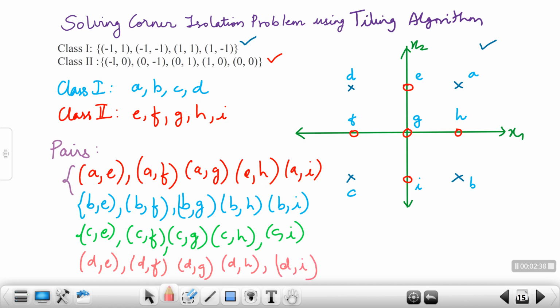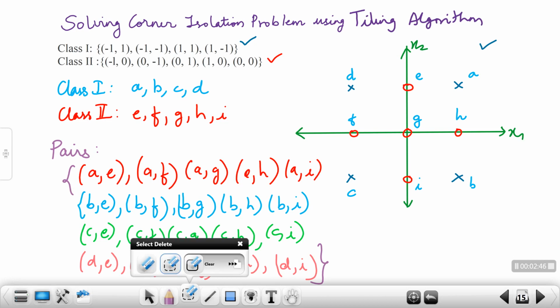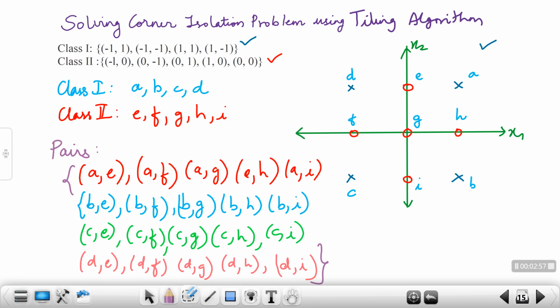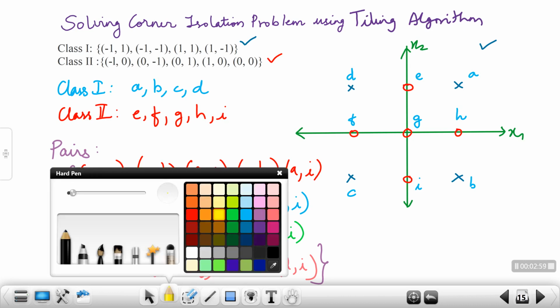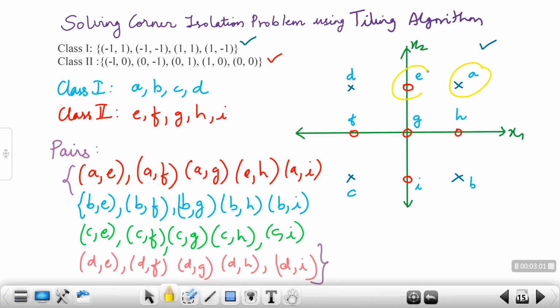Now the purpose of this tiling algorithm is to separate these particular pairs. So the line should be selected such that these pairs get separated. Because take A and E: where are A and E? A is from class 1, E is from class 2. So the line drawn here should be such that it will separate A and E.